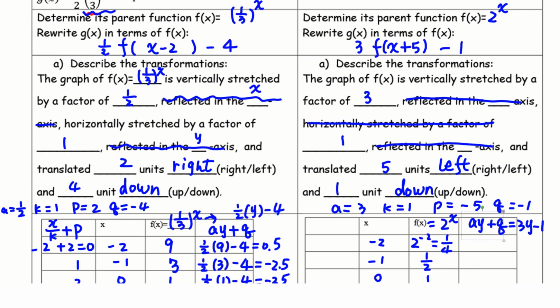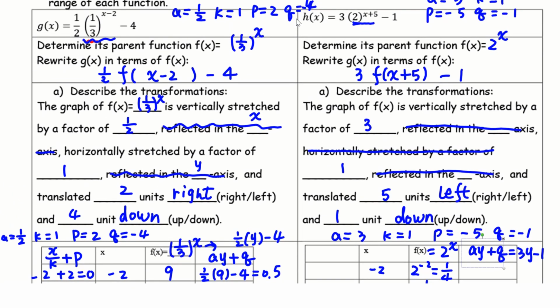So this is the function 3 times 2 to the exponent x plus 5, minus 1. So 3 times y minus 1. And for the x, it's x divided by k plus p. k is 1, so it's just p. So it's x divided by k, x divided by 1, p is -5. So it's just x minus 5.